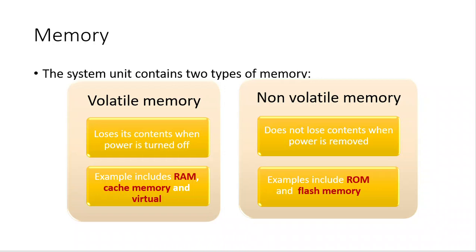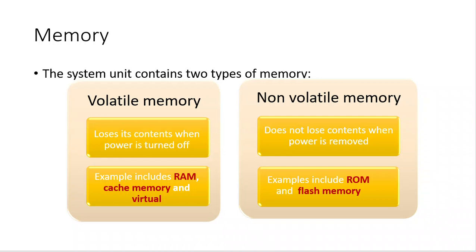The system unit contains 2 types of memory. Generally we can divide memory into volatile and non-volatile. Volatile means it loses its content when power is turned off. Examples include RAM, cache memory and virtual memory. Non-volatile does not lose its contents when power is removed. Examples are ROM and flash memory.